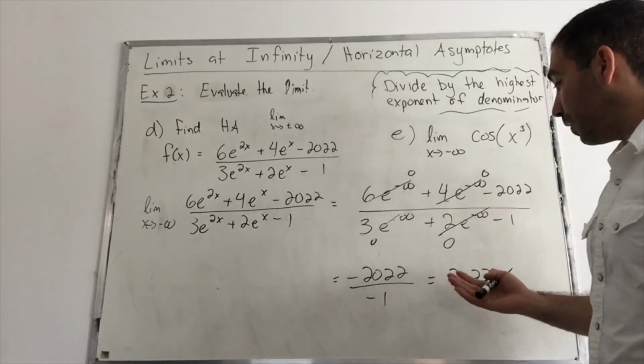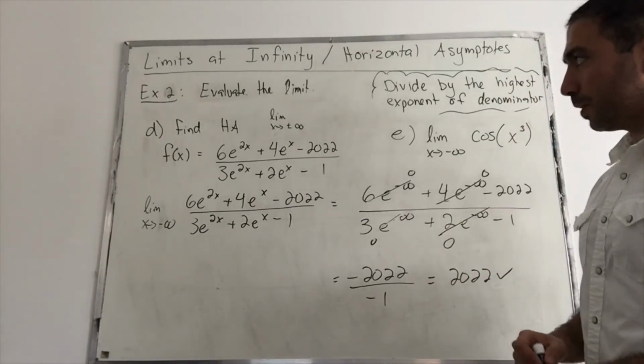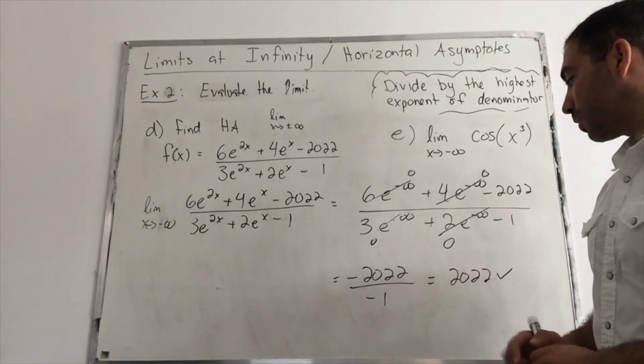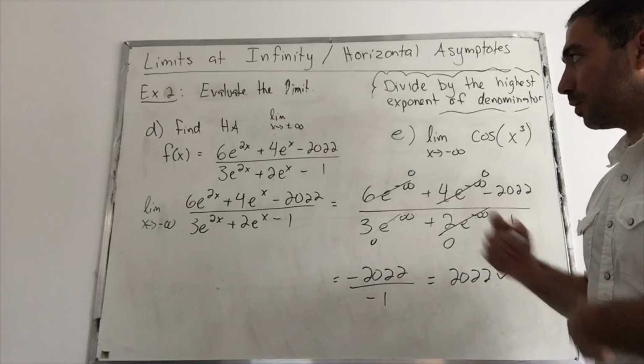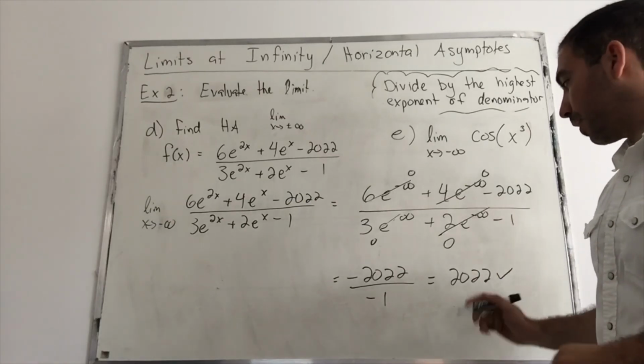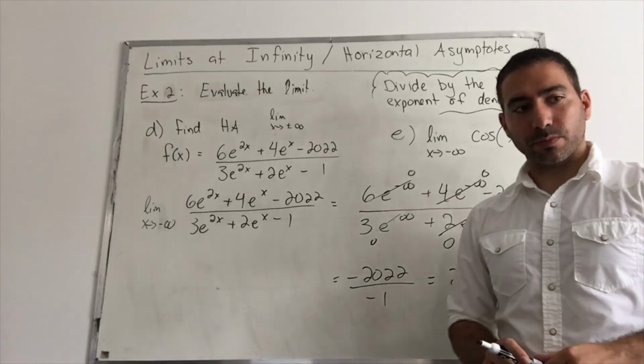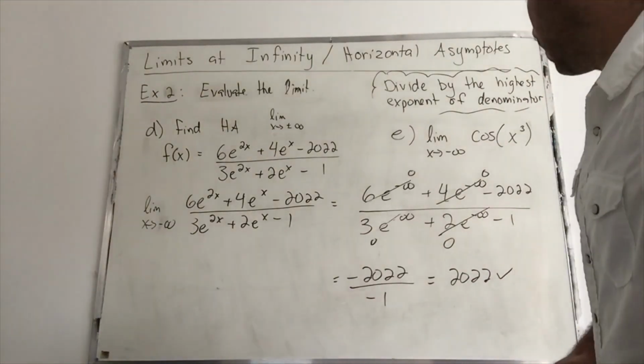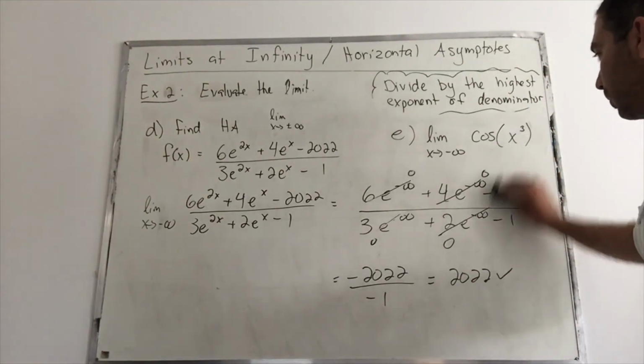Yeah, so the horizontal asymptote as x approaches positive infinity was 2, and the horizontal asymptote as x goes towards negative infinity is 2022. Okay. Now for the final example, the limit as x approaches negative infinity of cos x cubed.